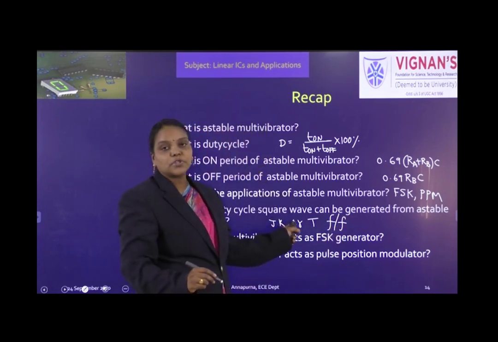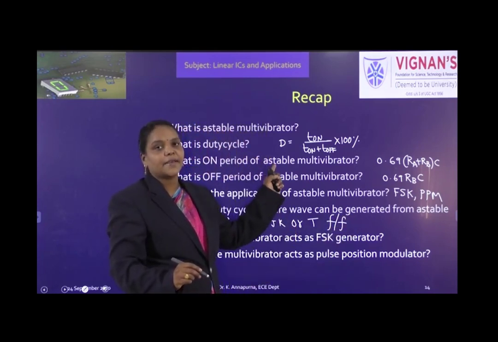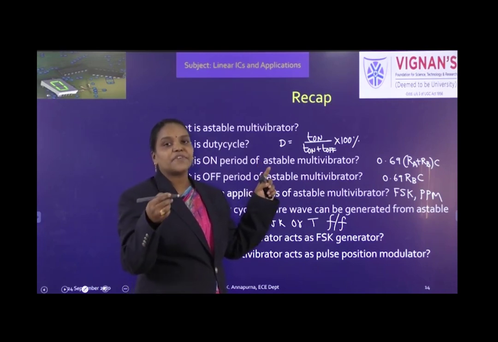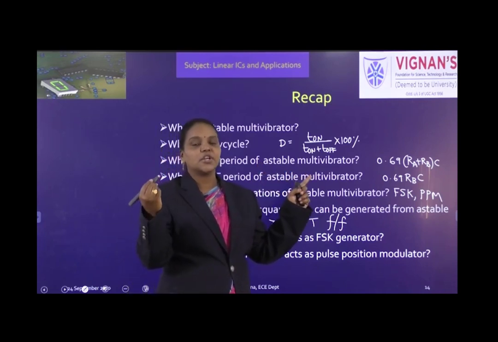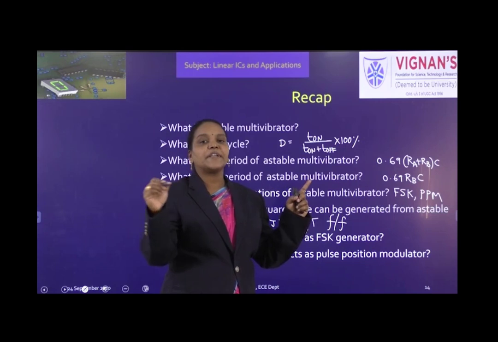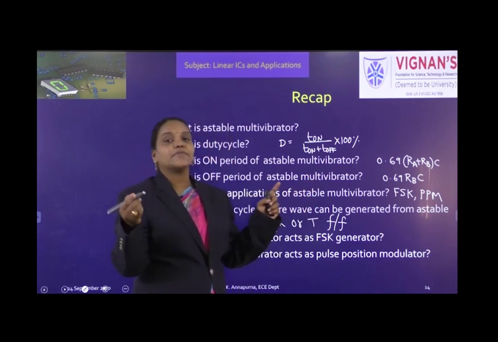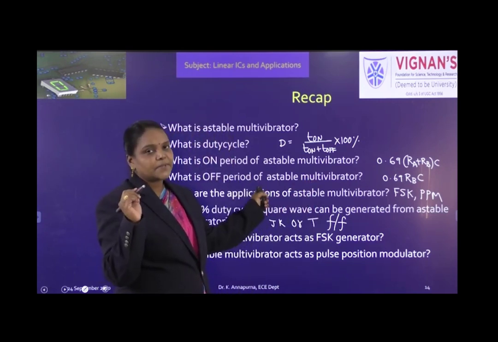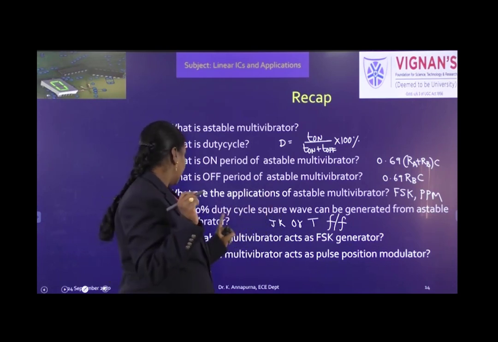If both inputs of JK are tied to logic high, then it toggles. For every clock pulse, it changes its state. So, on period and off period will be the same. In that manner, we can generate the 50% duty cycle square wave.